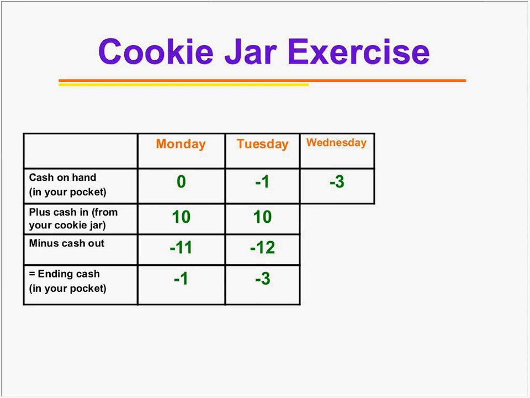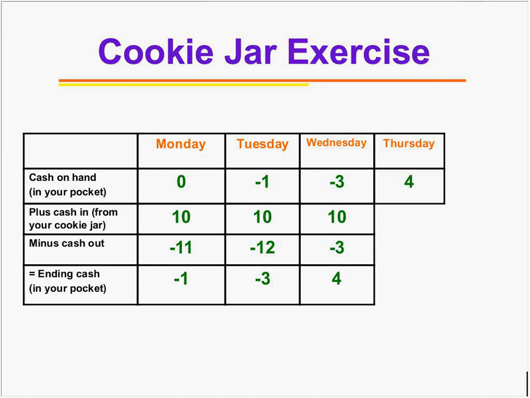So then Wednesday, it works the same way. You start out the day with a negative $3. Plus, you put your $10 in. That's your accounts receivable that you've received for the day. You spend $3 that day, so you've done a little better. And then you're two positives to the good, $4 that day. Thursday, it works the same way. You receive $10 in, you spend $13 out, you're then to the good a dollar.